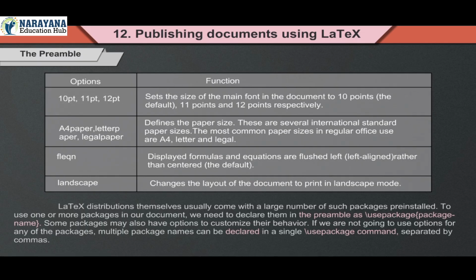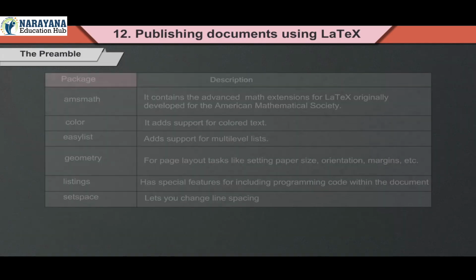To use one or more packages in our document, we need to declare them in the preamble as \usepackage{package-name}. Some packages may also have options to customize their behavior. If we are not going to use options for any of the packages, multiple package names can be declared in a single \usepackage command, separated by commas. The table shows only a few of the commonly used packages.